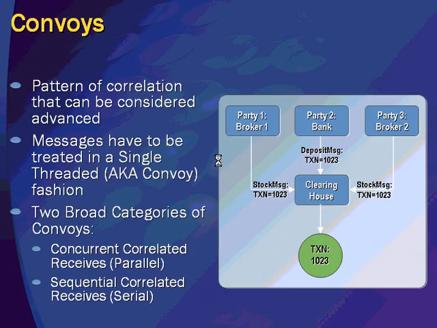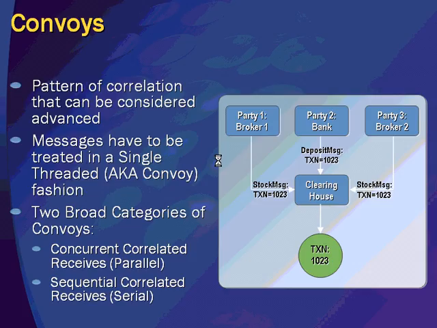There are two broad categories of convoys. You can think of those as parallel or serial convoys. The more technical terms that you see in the product documentation are concurrent correlated receives, which are parallel convoys, or sequential correlated receives, which are serial convoys.